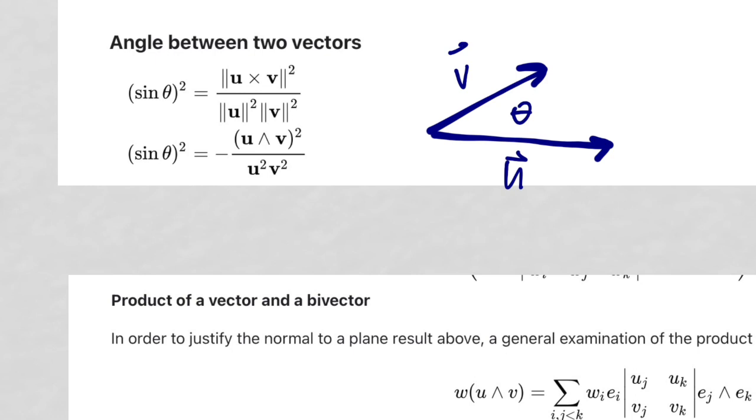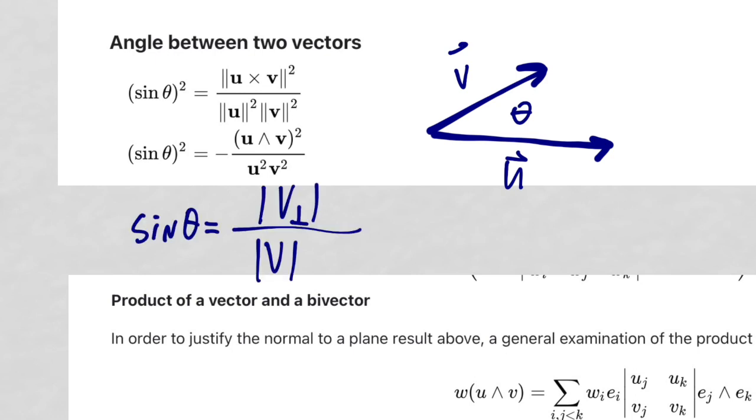So you could actually write this as this: the size of the vector rejection divided by the magnitude of V. And this is the vector rejection against U, right? Ultimately, I guess what we're dealing with is this would be here, this would be the vector rejection, and this is our 90-degree angle, and we're interested in the sine of theta.